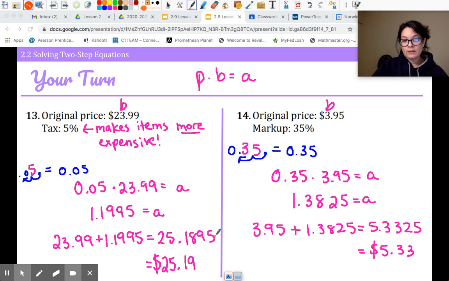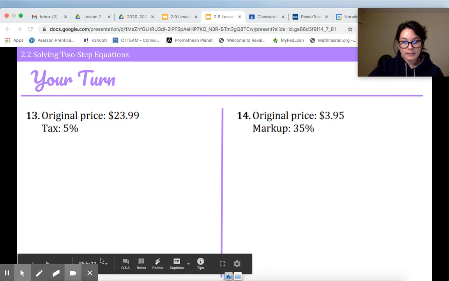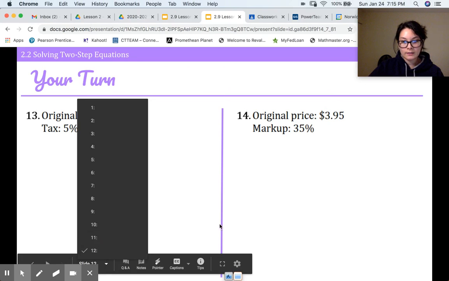So this is what I ended up getting after adding, and then I just rounded at the very end to the pennies place, which is the hundredths place. And then same thing for 14. I ended up getting a decimal at the very end, but I just rounded to the pennies place, which is the hundredths place. So I believe that ended up being the last slide here. Let's just double check. Yep, that was it.